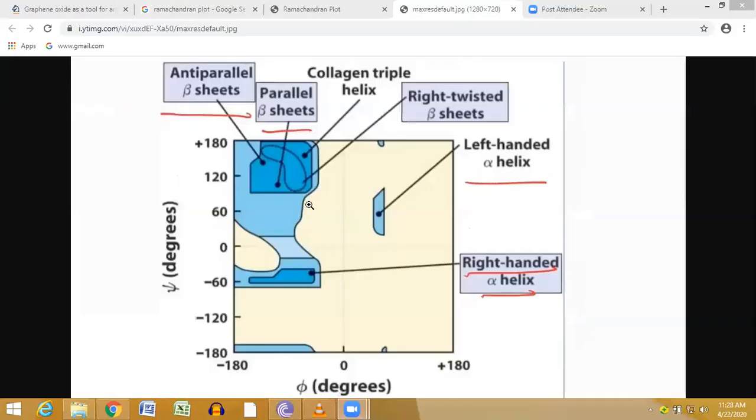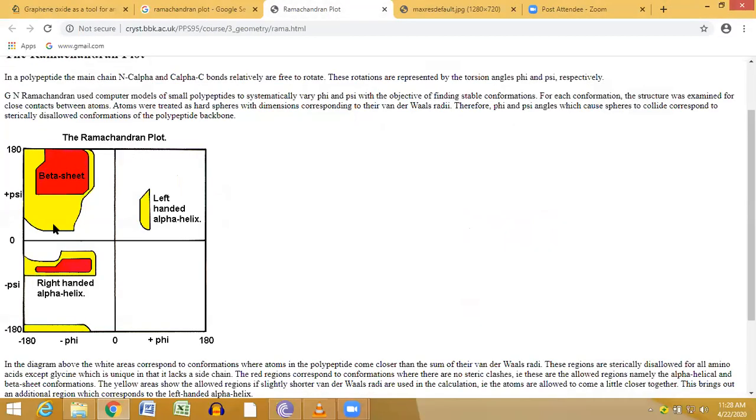Now you see, among these zones we can have some more details. For example, this is the zone where the beta sheet lies. Now what is the difference between this red and yellow zone? Red zone means it is the most probable zone where the phi psi of the beta sheet will lie. It is the most probable, but still it may vary.